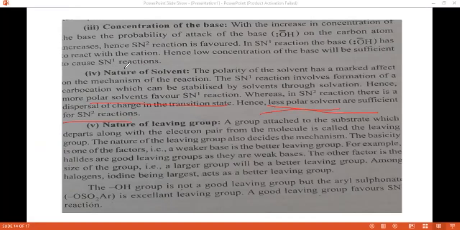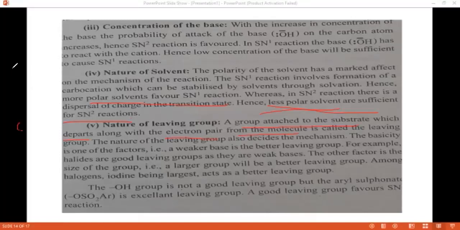A group which is attached to the substrate and departs or leaves along with the electron pair from the molecule is called a leaving group.